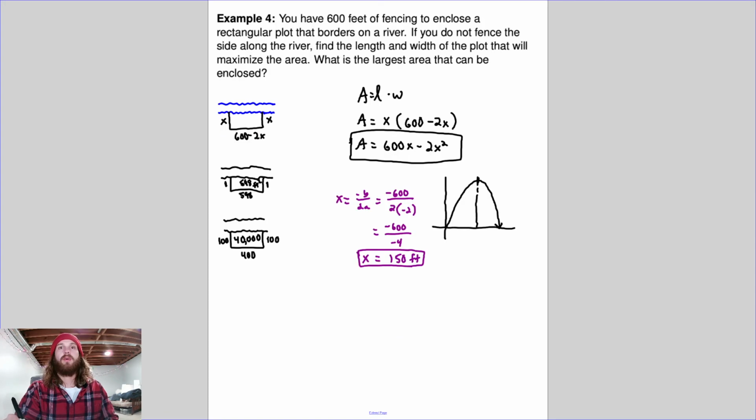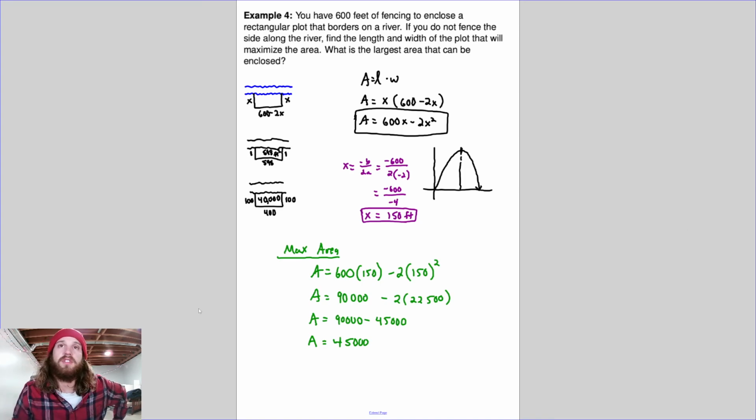Okay, so now we need to find the max area that's possible. So to find the max area, we know the area equation. It is area equals 600x minus 2x squared. So I'm going to do area equals 600 times 150 minus 2 times 150 squared. This is a lot of math. I'm going to pause the video and then show it.